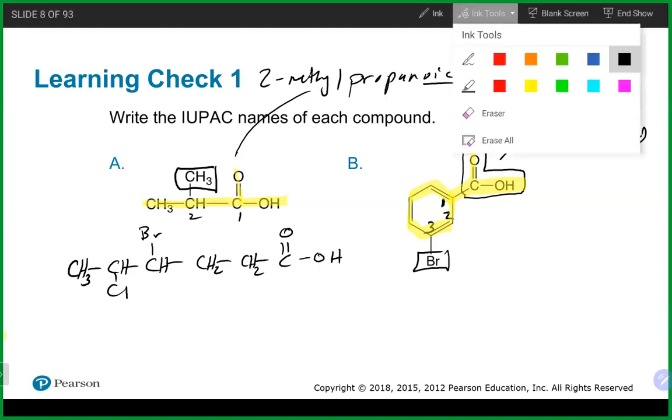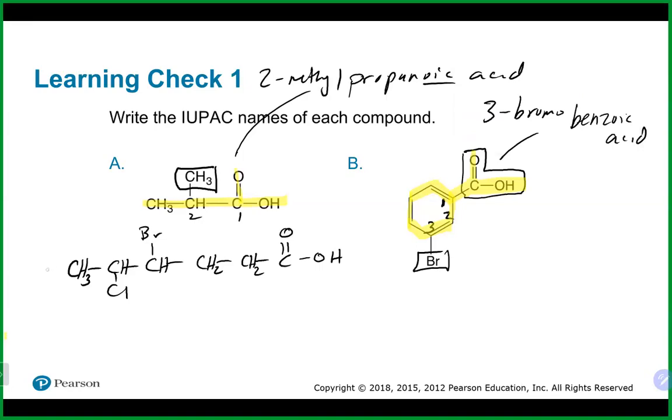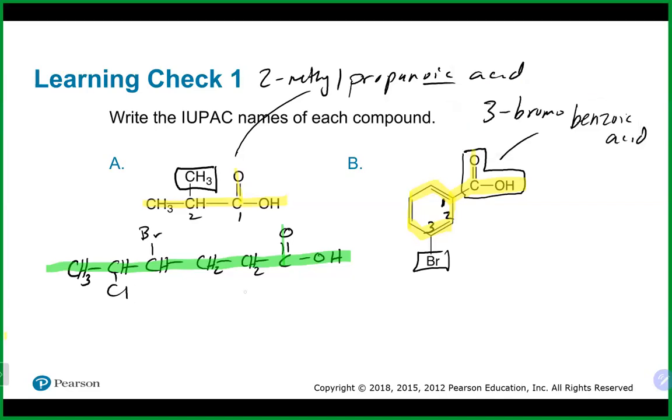The one I just started drawing here on the bottom looks like, if we just go straight across, 1, 2, 3, 4, 5, 6, if I count correctly, carbons in a row there that has our group on it, and 6 would be based off of hexane. So then this would be hexanoic acid.